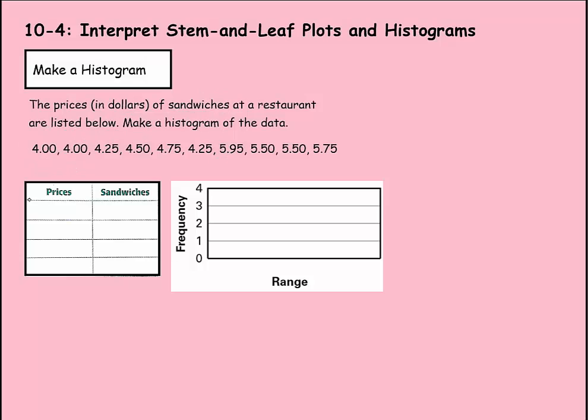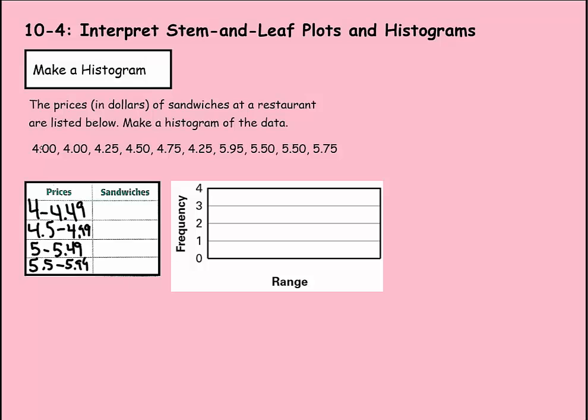So we have an interval of $4 to $4.49. Then we'd have $4.50 to $4.99. Then we'd start at $5 and go all the way to $5.49. Then we'll go to $5.50 and go all the way to $5.99.